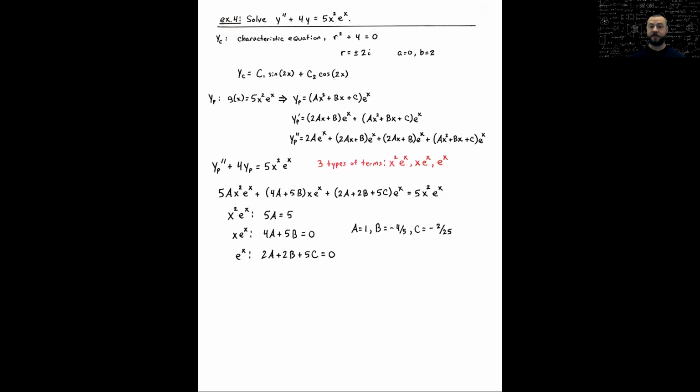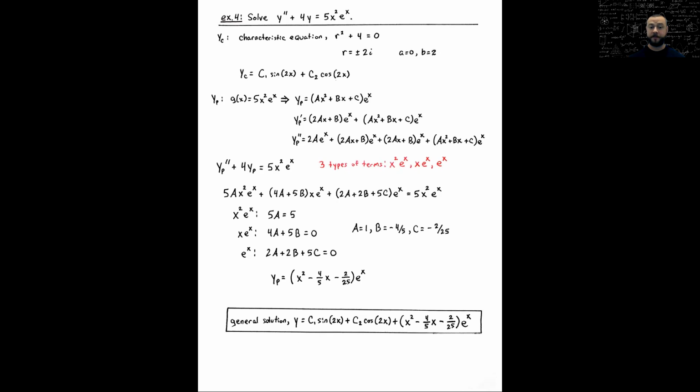All right, welcome back. If you did that correctly, you should find a as 1. That's very easy to get from the first equation. Then once you have a, plug it into the second equation to get b. And once you have a and b, plug them both into the third equation to get c. All right, so that gives us our particular solution. And we just plug that back with the complementary solution to get our general solution.